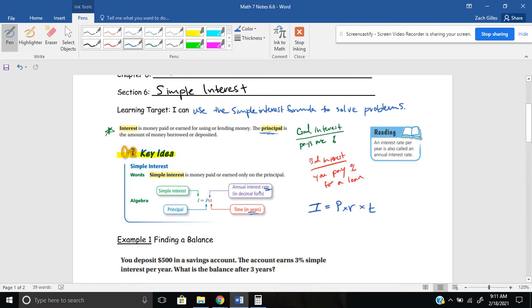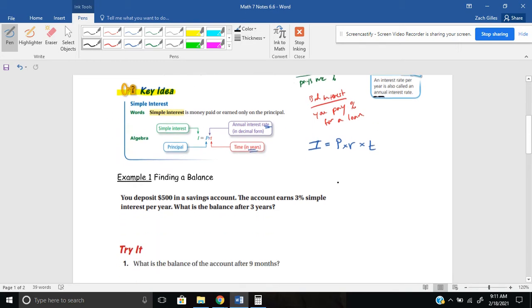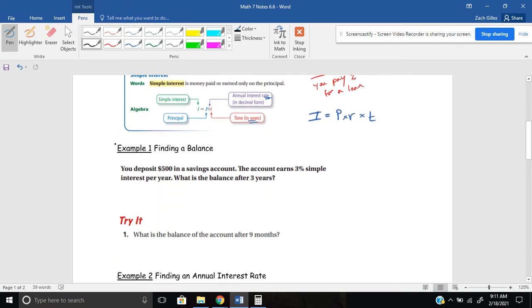Okay, so when we want to find interest, we take our principal times our rate times our time, and that'll tell you how much you earn in simple interest. One last little blip here. It says an interest rate per year is also called an annual interest rate. Annual means per year. Okay. All right. Let's try an example to see if we can find our simple interest.